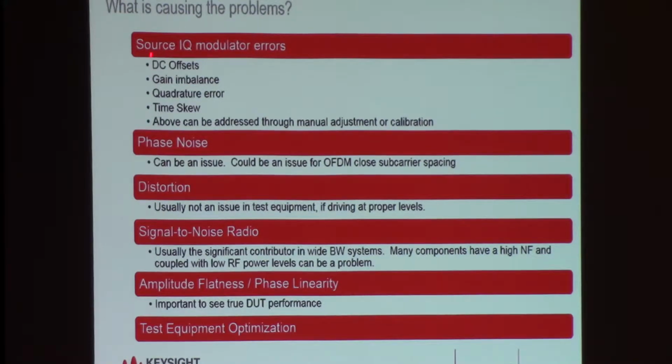So the first one here on the signal generator side, or any device really that's using an IQ modulator. IQ modulators have a number of undesirable properties, although they are fantastic for manipulating both the amplitude and phase of something to do modulation, vector modulation. They do have these DC offsets, gain imbalance, quadrature skew, timing skew, which can degrade performance.